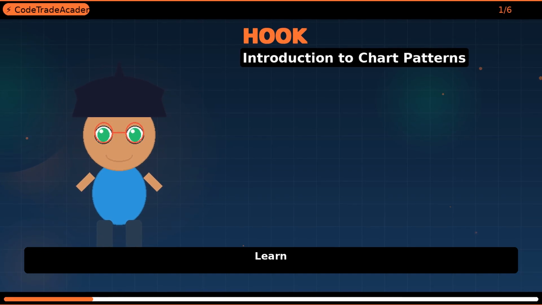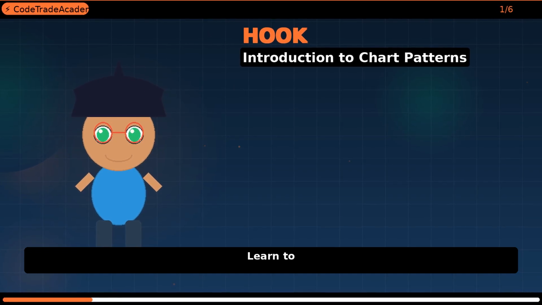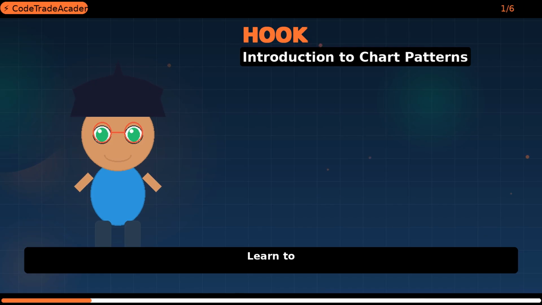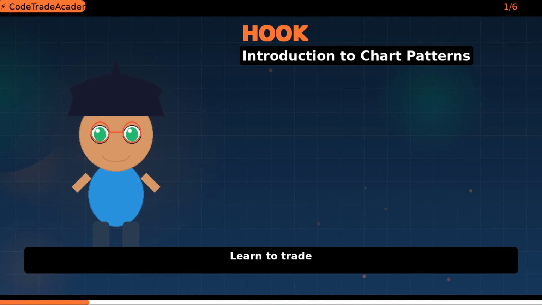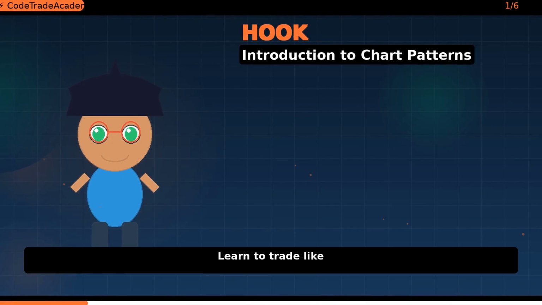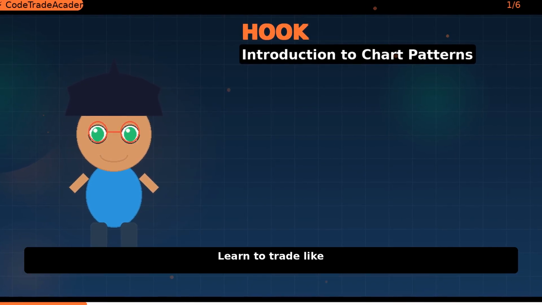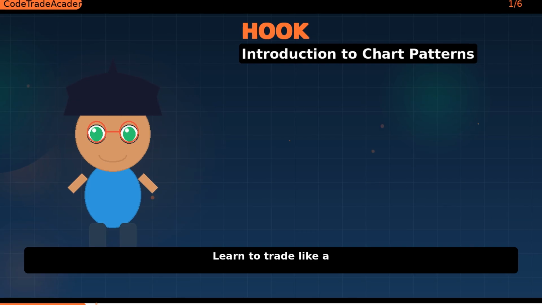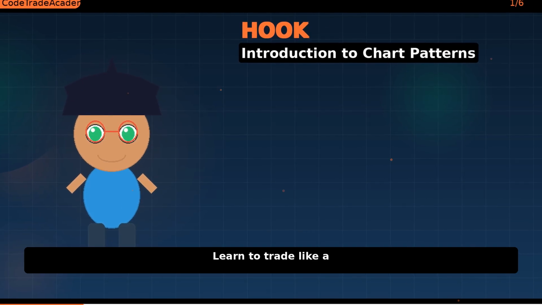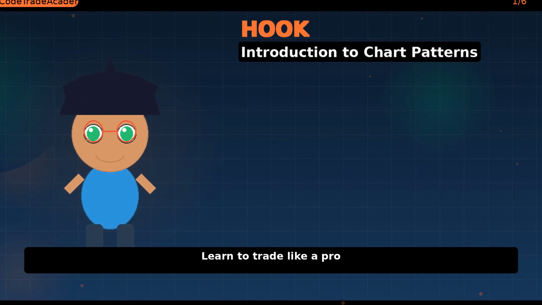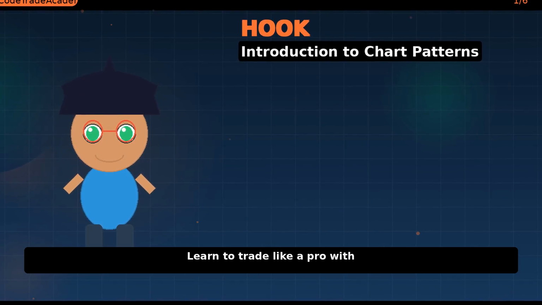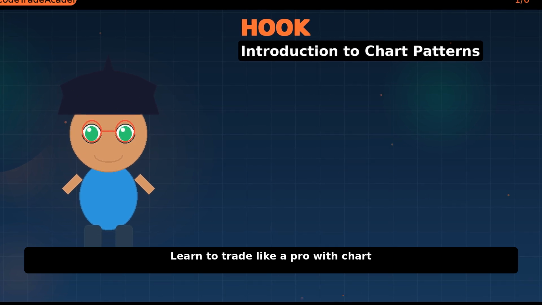Today, we're going to talk about one of the most powerful tools in technical analysis: chart patterns. You know, chart patterns are like the secret ingredient in your favorite recipe. They can make all the difference between a profitable trade and a losing one. And the best part is, they're not that hard to learn. So, buckle up, and let's dive into the world of chart patterns. We'll cover the basics, and then we'll dive deep into the most popular.